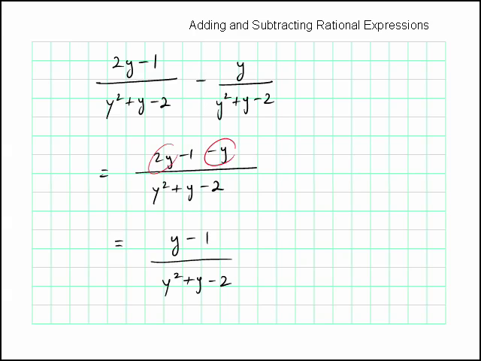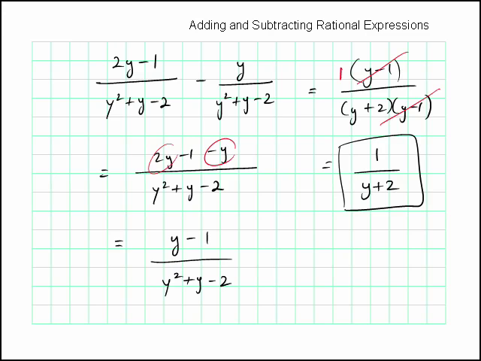Now, once again, on this one I don't think I'm done either, because if I factor the denominator, we will get something to cancel away. The denominator factors to y plus 2, y minus 1. That means the y minus 1s will reduce down to a positive 1. And I am left with 1 over y plus 2. So once again, this is another example of where I subtracted my fractions, got an answer, but that answer reduced down a little bit.